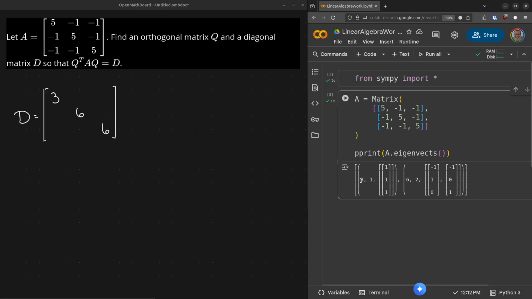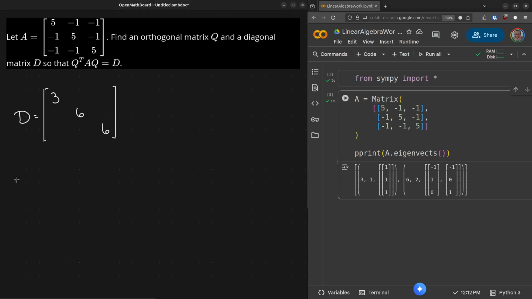So for the lambda equals 3 eigenspace, we're good. We just have the one vector, right? That's fine as a basis. There's nothing else in that eigenspace to be orthogonal to. But for the eigenspace associated with lambda equals 6, since we have an eigenspace of dimension 2, we have two vectors. We need to use the Gram-Schmidt process to break this down into an orthogonal basis for the eigenspace.